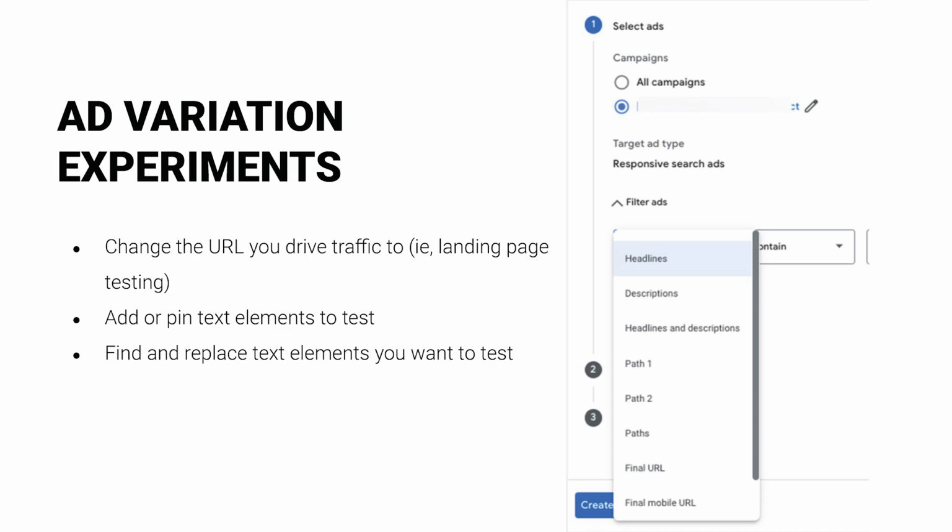The main one is going to be changing the URL that you drive the traffic to, i.e. landing page testing, which we've all done for years. You can also add or pin additional text elements to test versus what you have in your original campaign. And then if you also want to find and replace text elements you want to test, so maybe you try and find a percentage and change it to a $ sign, or you want to find and replace something else, you can also do that here.